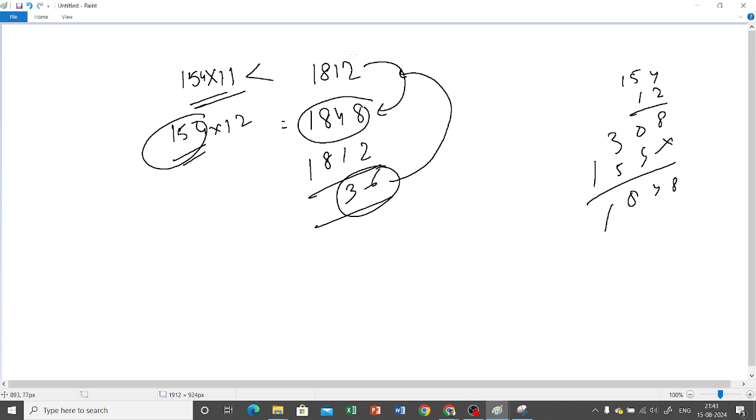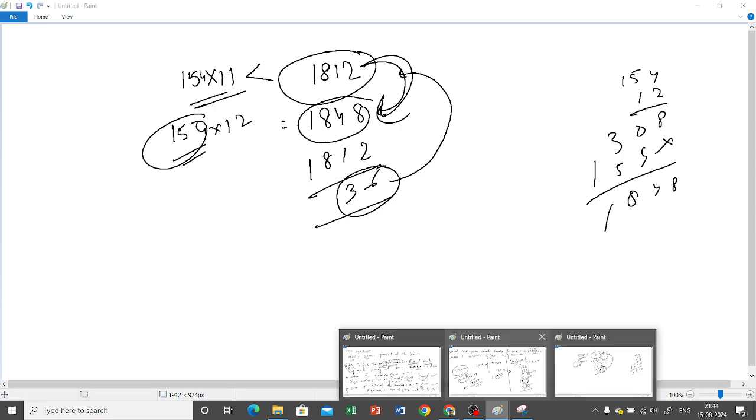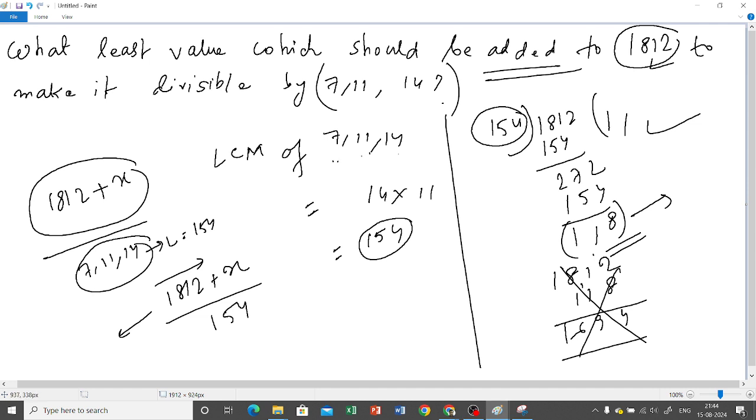So now I can see that I need to move from 1812 to 1848 to make it completely divisible by 154. So for that, what movement should I do? Should I need to do 36? So we need to add 36 to 1812 to get to the next one, that is 1848, so that 1848 is perfectly divisible by 154, and hence it is perfectly divisible by 7, 11 and 14. Is that clear?